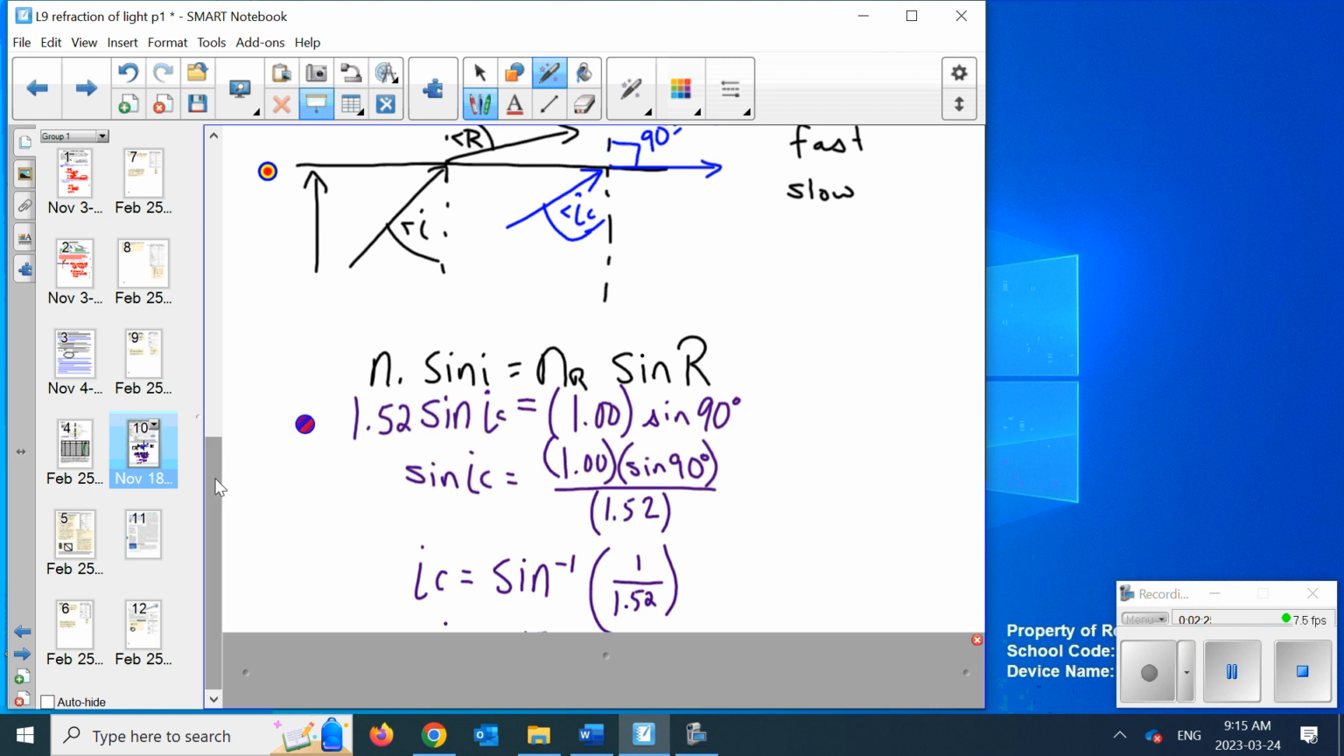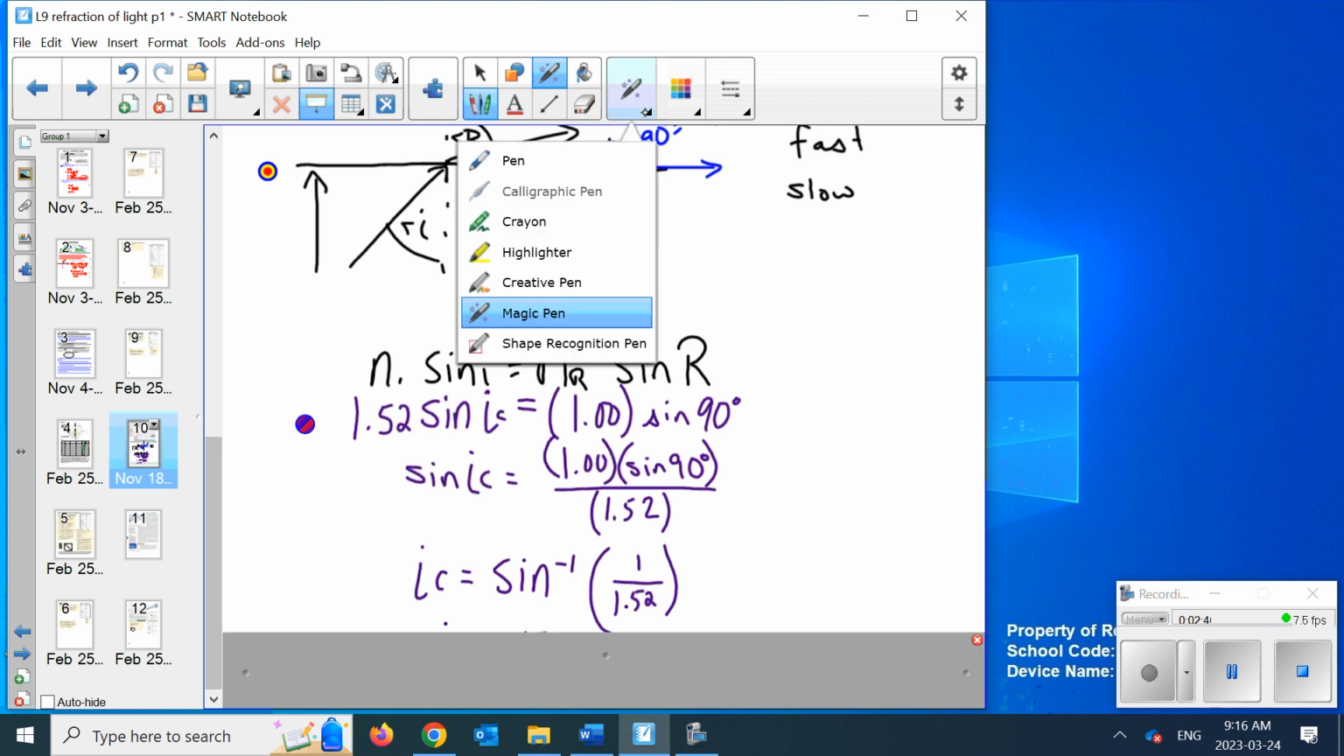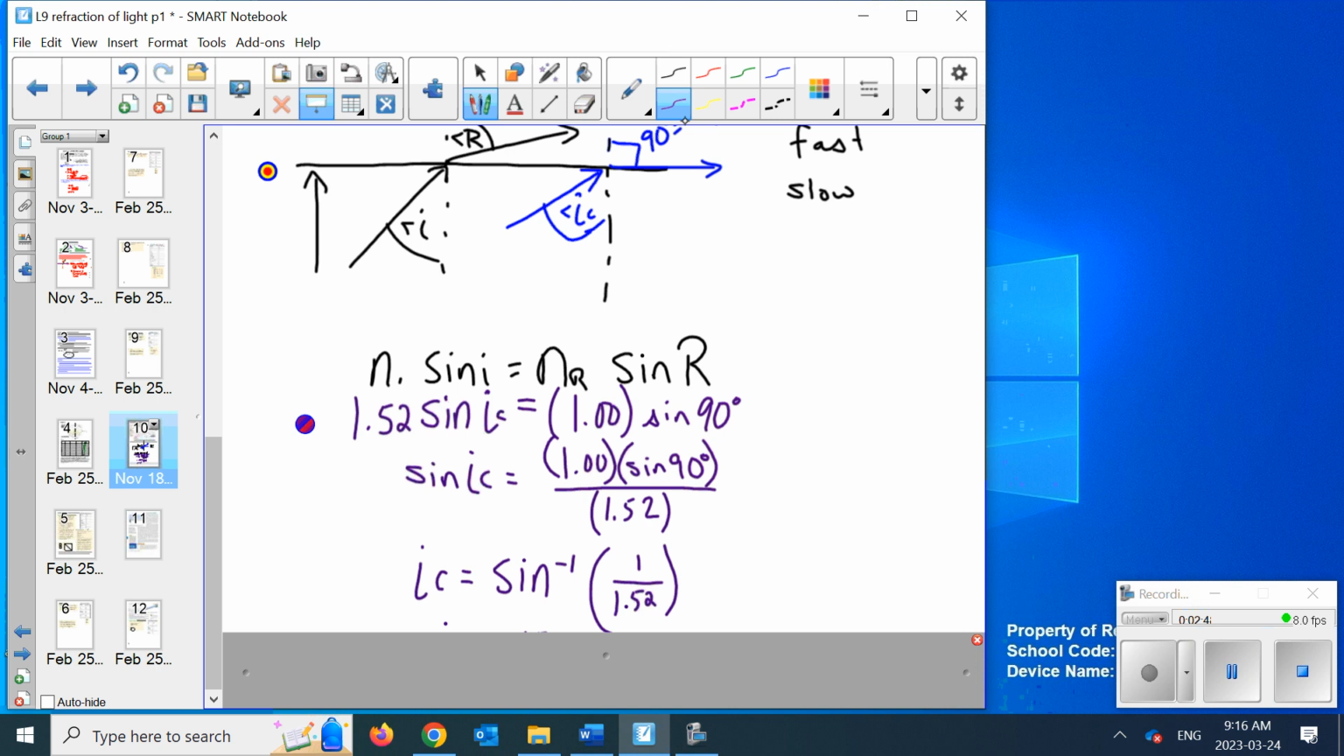And we want to find the angle inside the sine function, so we're going to use the sine inverse button. I forget what the decimal is, so I'm going to just do 1 divided by 1.52. I do it all in one step. What I'm really plugging in is the sine inverse function.